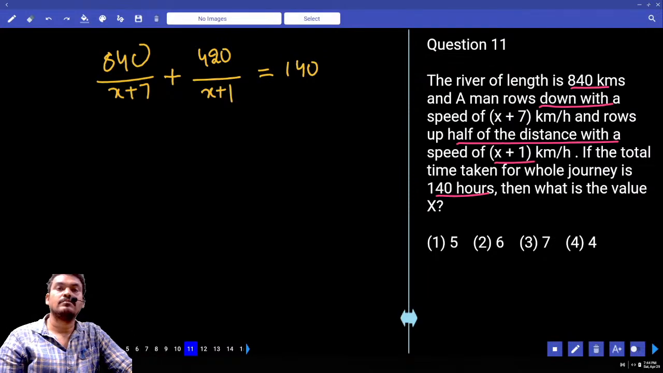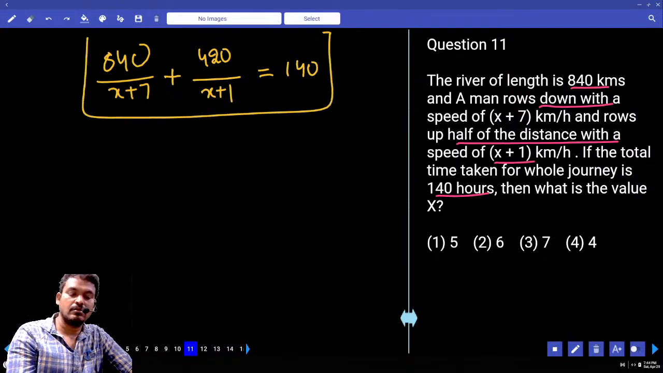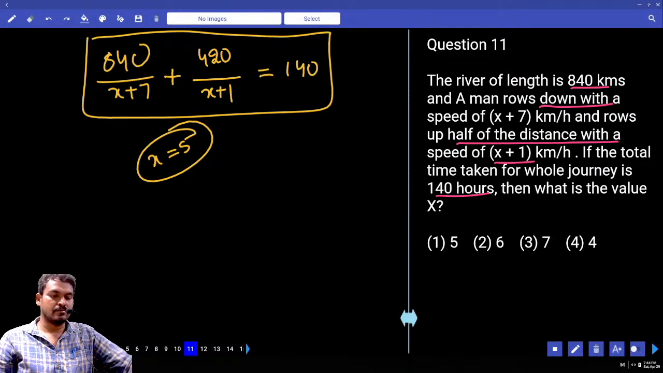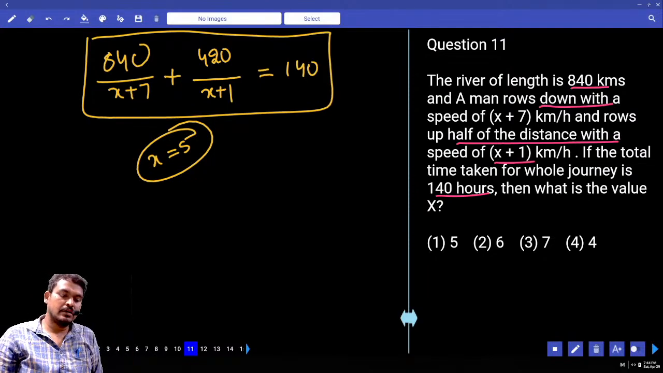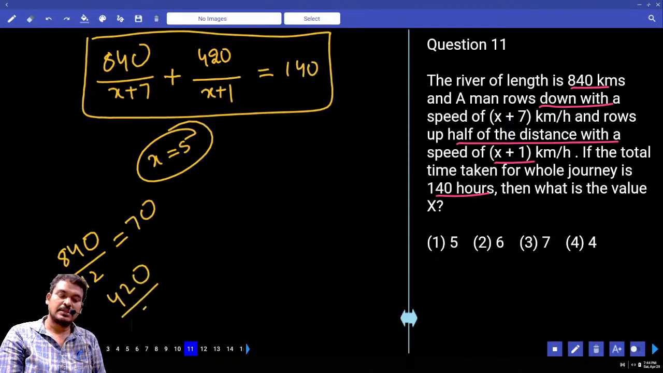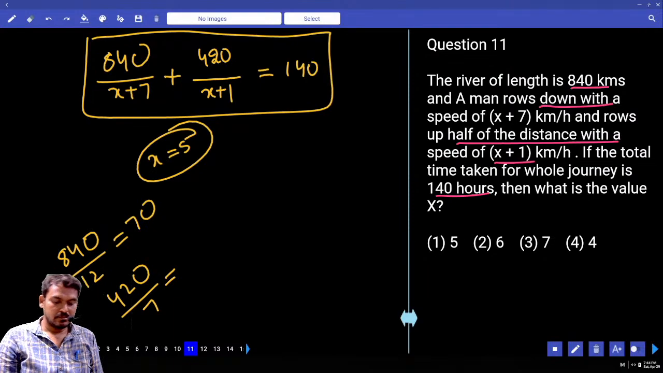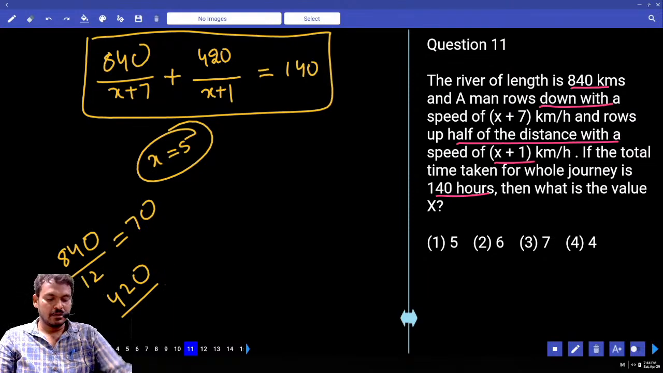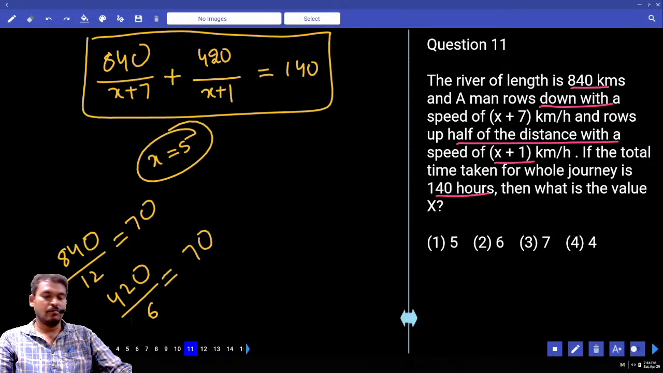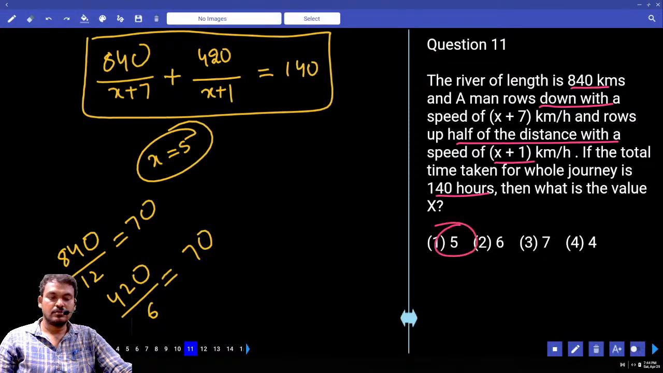140 hours or not? Simplify this one, we get the x value or not? Okay. Substitute the x value 5. 5 plus 7, 12. 840 by 12, 70 or not? Next, 5 plus 1, 6. 420 divided by 6, sorry, 420 divided by 6 means 70. Total 140 or not? X must be how much? 5.